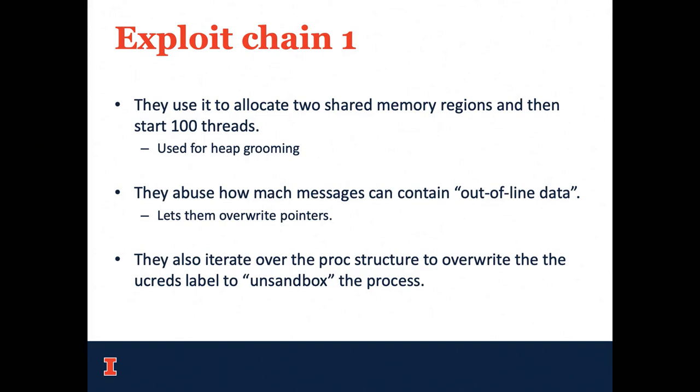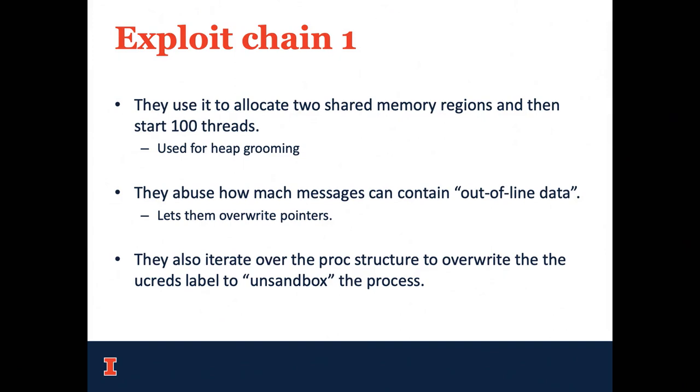They ultimately used that to allocate 2 shared memory regions, and then start 100 threads to groom the heap for exploitation. And they also abuse how Mach, the kernel messages, can have out-of-line data. So a lot of the exploit chains involve overriding pointers or dangling pointers that allow them to continue going down to get further into ultimately executing code outside of a sandbox.